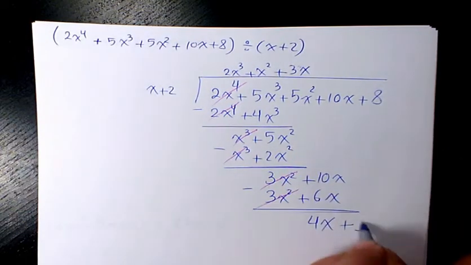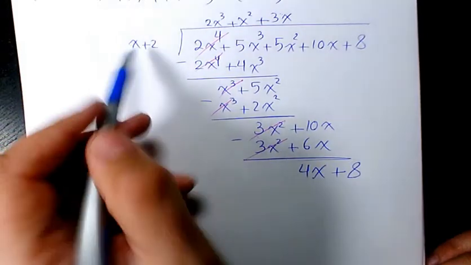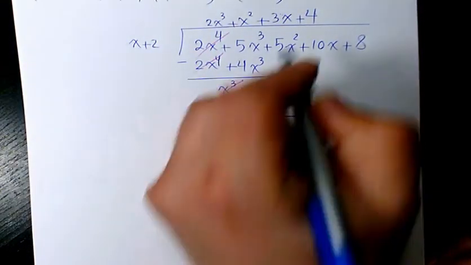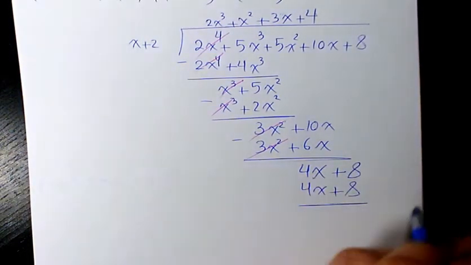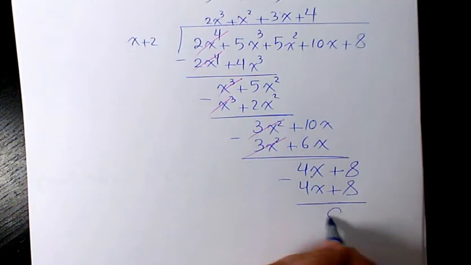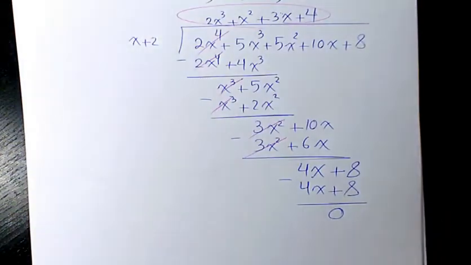10x minus 6x will be 4x. Next one down, which is 8. 4x divided by x is going to be 4. 4 times x, 4x. 4 times 2, 8. 4x plus 8 minus 4x plus 8. That's going to cancel out, and it's going to be 0. So that's the quotient to this question.